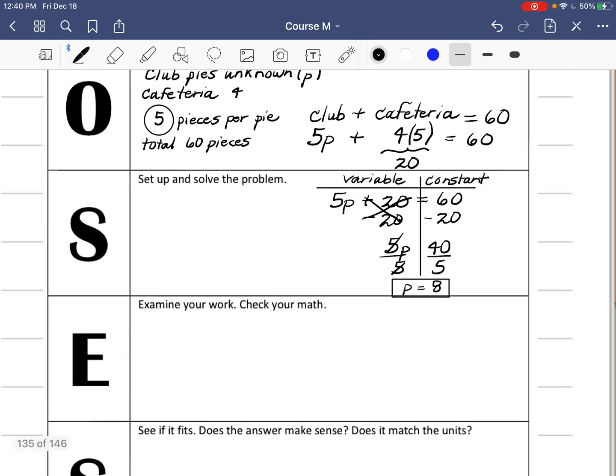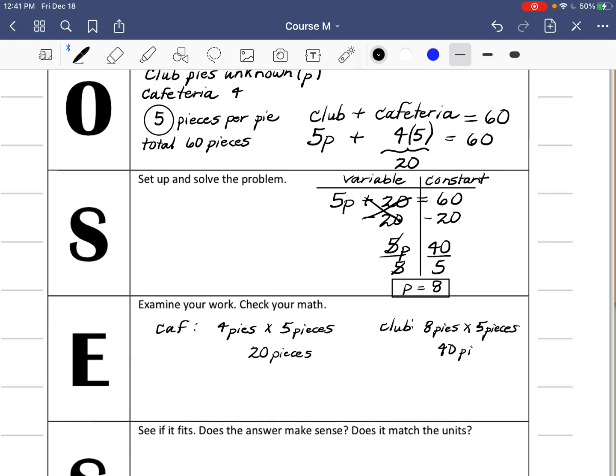So let's see if this fits. Let's see if it checks out. The cafeteria, we know that they had 4 pies and that each pie had 5 pieces. That's a total of 20 pieces to sell. We believe that the club did 8 pies and that each of those had 5 pieces. 8 fives are 40. So if you add the pieces, you get a total of 60. And that's exactly what I would expect to get. That's what the problem told me.